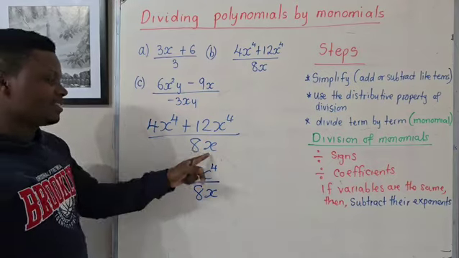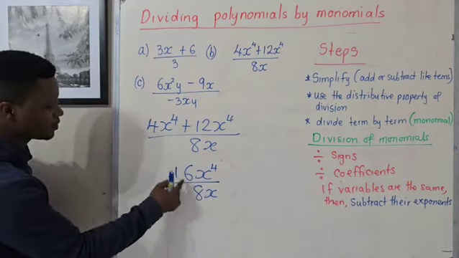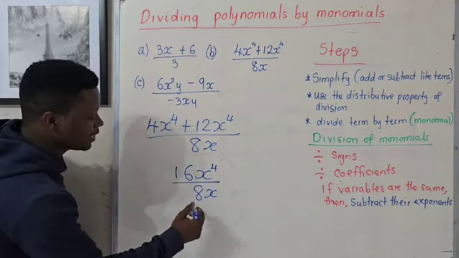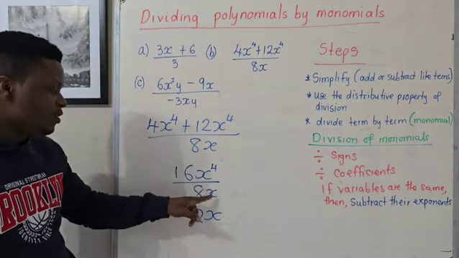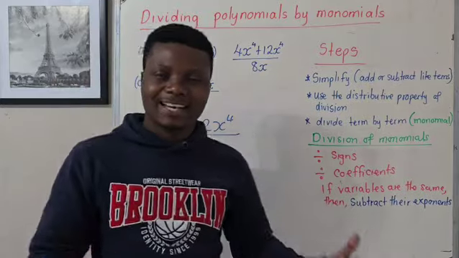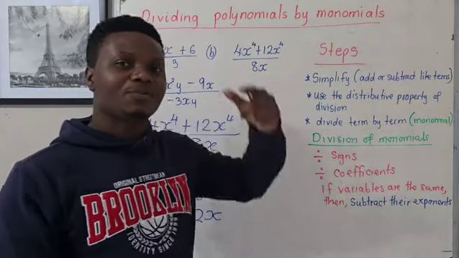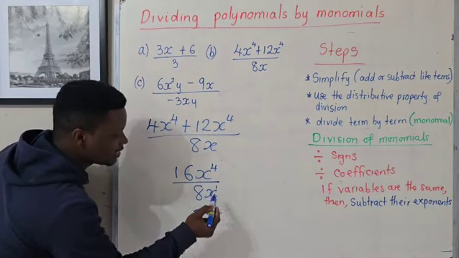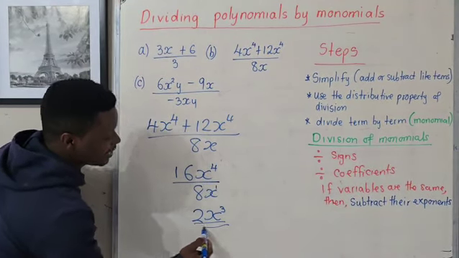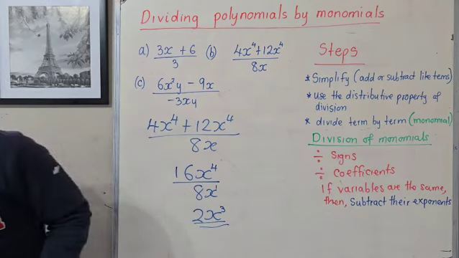And from here now, this is a single term. We know how to divide signs. That's a positive. 16 divided by 8, that's 2. And you know that when your variables are being divided and they are the same, subtract their exponents from top to bottom. So we're going to say 4 minus a hidden 1, we get 3. And that's our final answer.